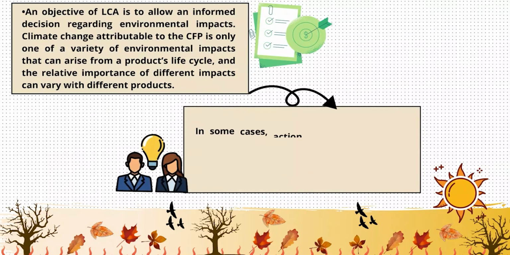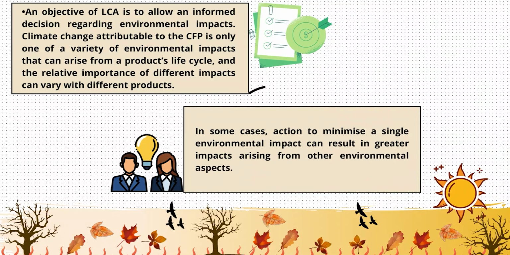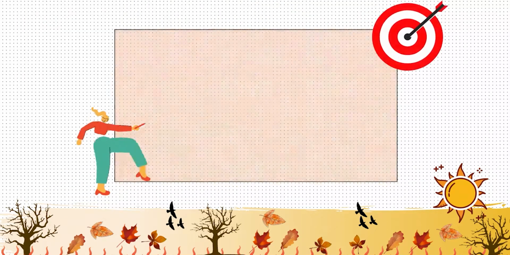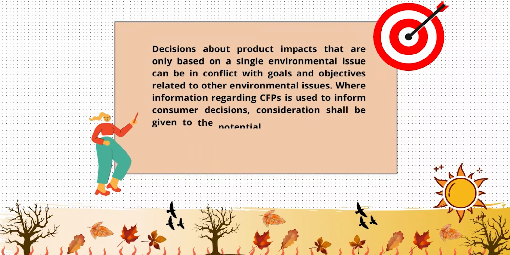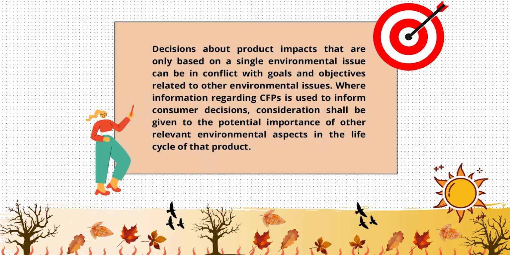In some cases, action to minimize a single environmental impact can result in greater impacts arising from other environmental aspects, e.g. activities to reduce water pollution can result in increased GHG emissions from the life cycle of a product, while the use of biomass to reduce GHG emissions can negatively affect biodiversity. Decisions about product impacts that are only based on a single environmental issue can be in conflict with goals and objectives related to other environmental issues.